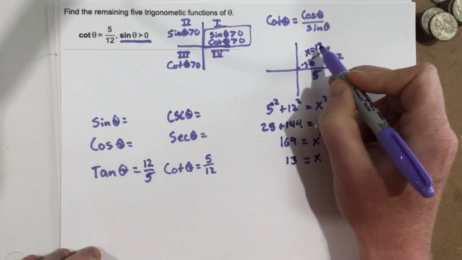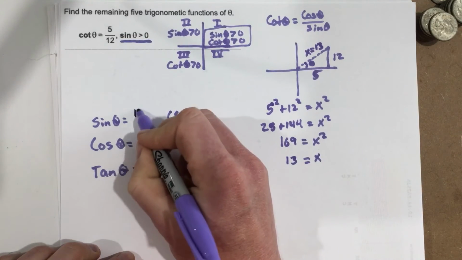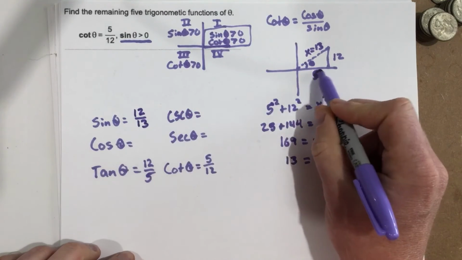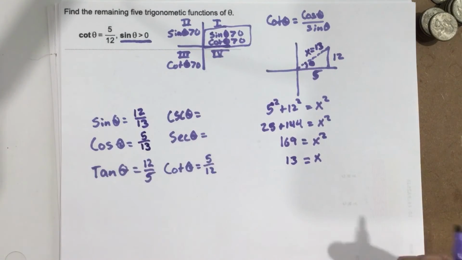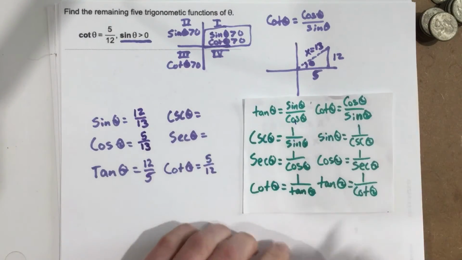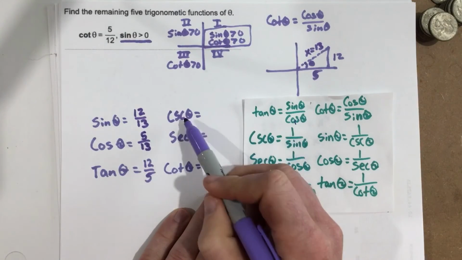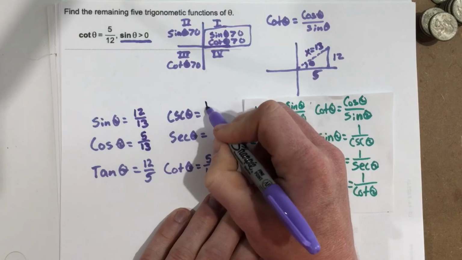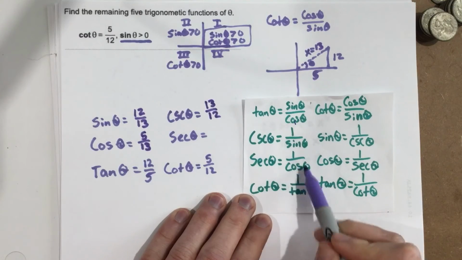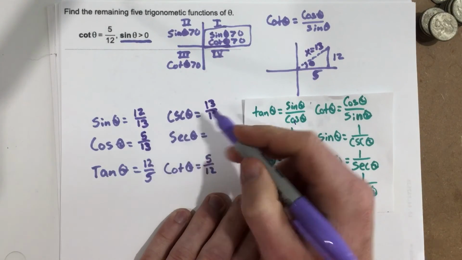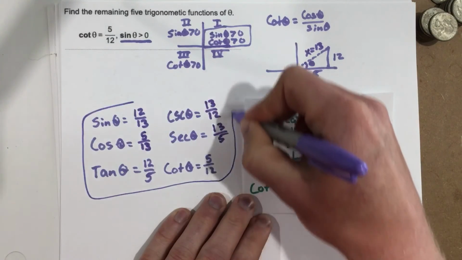Now that we know 13, we can find sine. Sine is the opposite over the hypotenuse. So that's 12 over 13. Cosine is the adjacent over the hypotenuse. So that's 5 over 13. I know from my reciprocal identities, cosecant is 1 over sine. So that's just the reciprocal. So cosecant's the reciprocal of sine, which is 13 over 12. And secant is the reciprocal of cosine, right? So that can be written as 13 over 5. And I have all of my solutions.